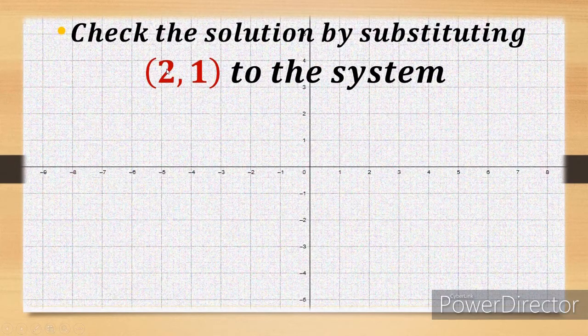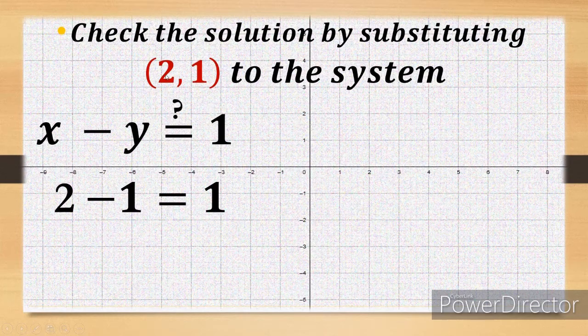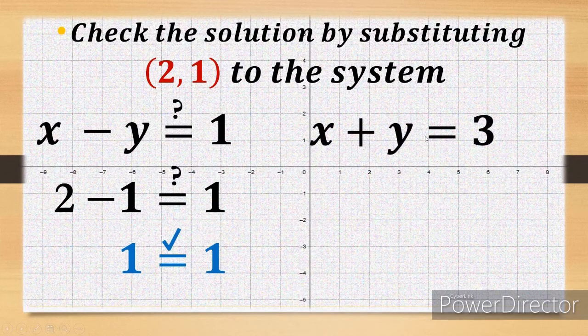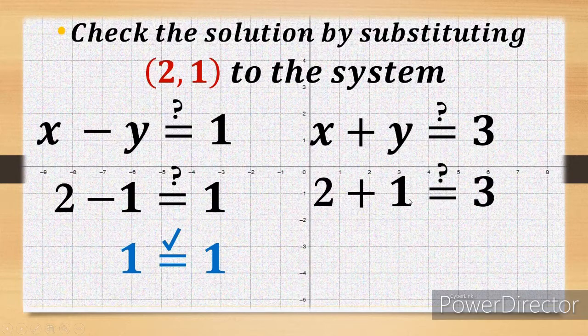Dapat masasatisfy ni 2, 1 yung parehas na equation. We have x minus y equals 1. So, substitute ang 2 sa x and 1 sa y. So, we have 2 minus 1 equals 1. So, this is correct. Next, we have x plus y equals 3. Substitute lang ulit natin si 2, 1. X kay 2 and 1 kay y. So, we have 2 plus 1 equals 3. Ibig sabihin, tama ang ating sagot na 2, 1.